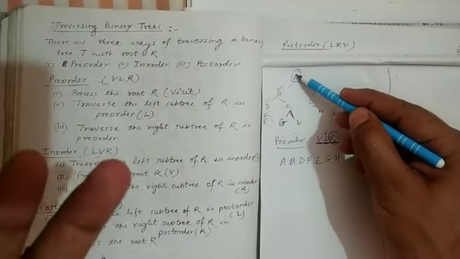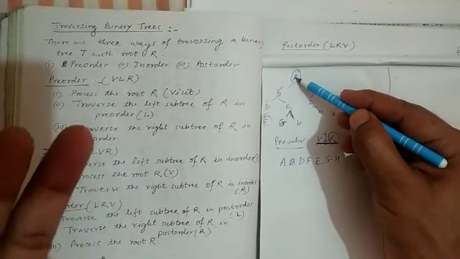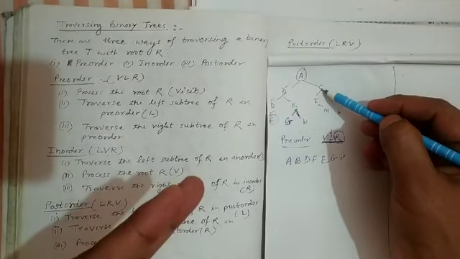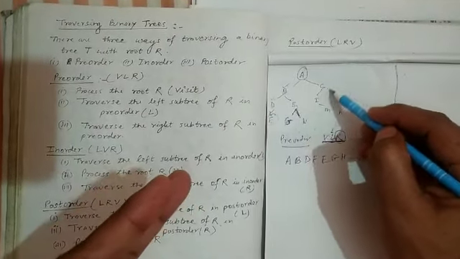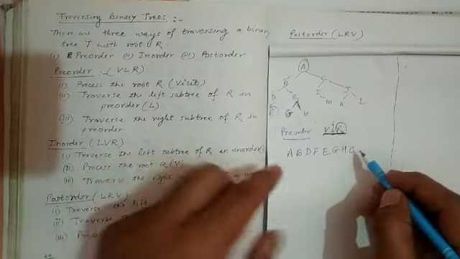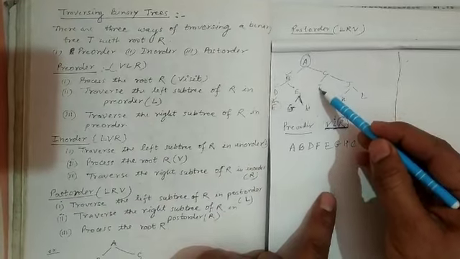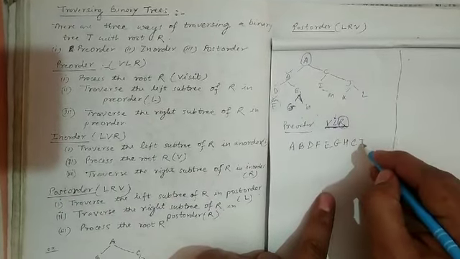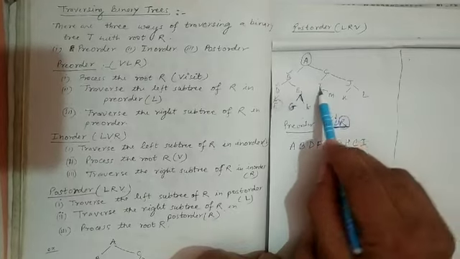Here the two steps are completed: visit the node and move left side. The third part is remaining, move right side. Here again this is a new node, so VLR will be called. Again visit the node, C will be visited, then move left. Here again VLR will be called, visit the node, so I will be visited.